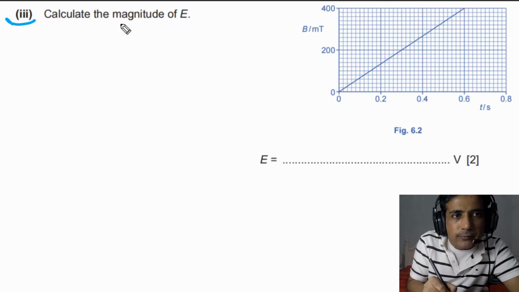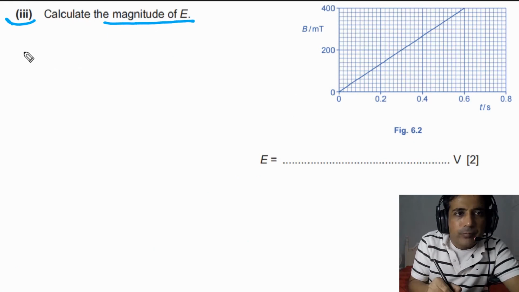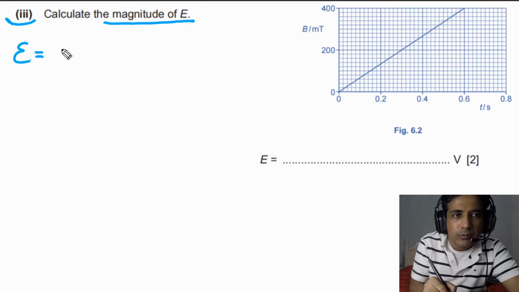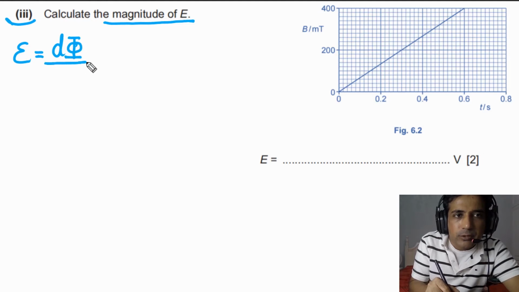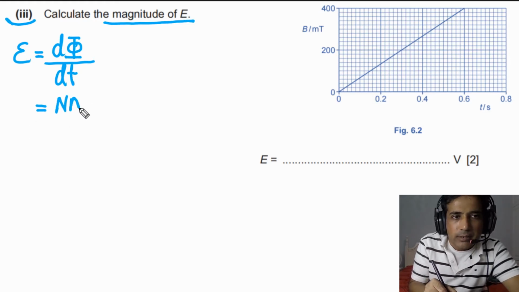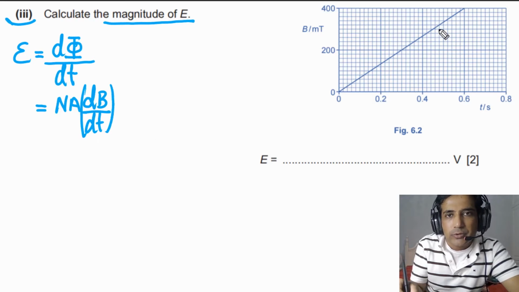For our third part, we need to calculate the magnitude of E. In order to calculate the magnitude of E, we need to understand that induced EMF is equal to the rate of change of magnetic flux linkage, and we have discussed this point before. And the rate of change of magnetic flux linkage we can also write as NA dB/dt, because A is constant and N is constant, we can just take them out. And dB/dt is equal to the gradient of this graph.